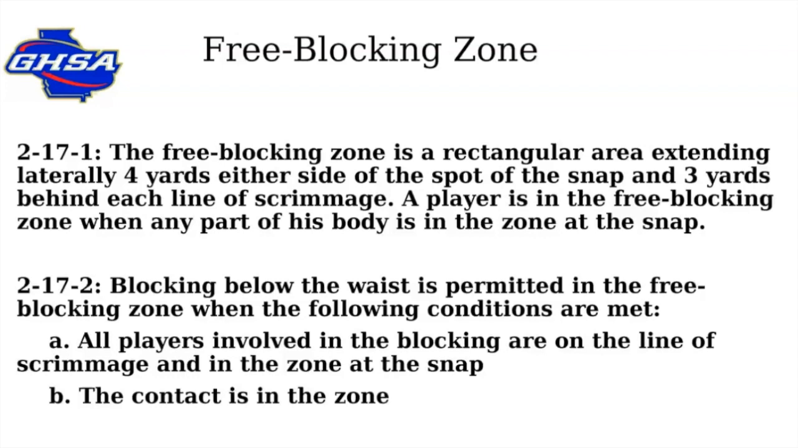So before we delve into the play, and you can go back and look at it as well, and we'll look at it later in this video, we have to look at the free blocking zone. This is in section 217, the 1 and 2. 217.1 defines a free blocking zone as a rectangular area extending laterally 4 yards either side of the spot of the snap and 3 yards behind each line of scrimmage. A player is in the free blocking zone when any part of his body is in the zone at the snap. So that's your definition of the free blocking zone.